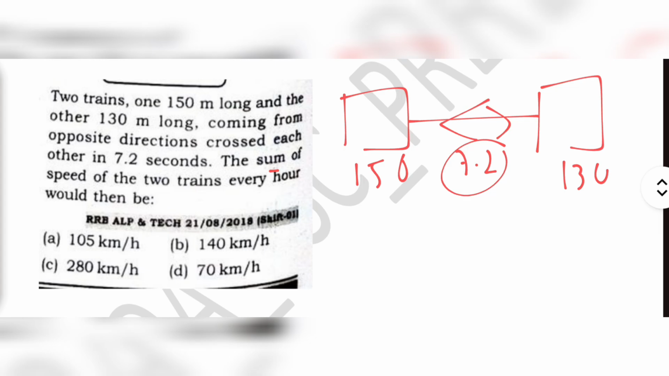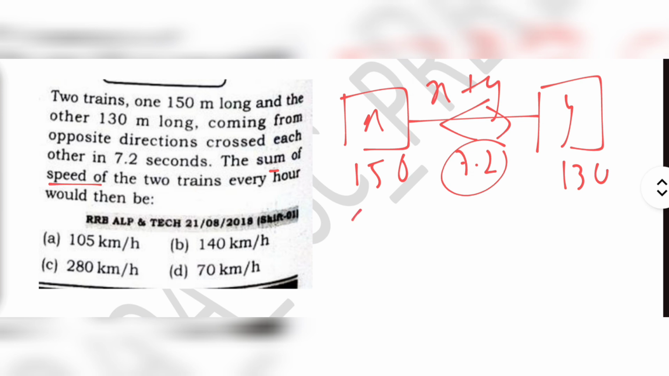per hour, that is in kilometers per hour. Guys, we know when this one has speed x and this one has speed y, and they are in opposite directions, coming towards each other, the speed is nothing but x plus y, and they are asking you to find the speed of x plus y only.